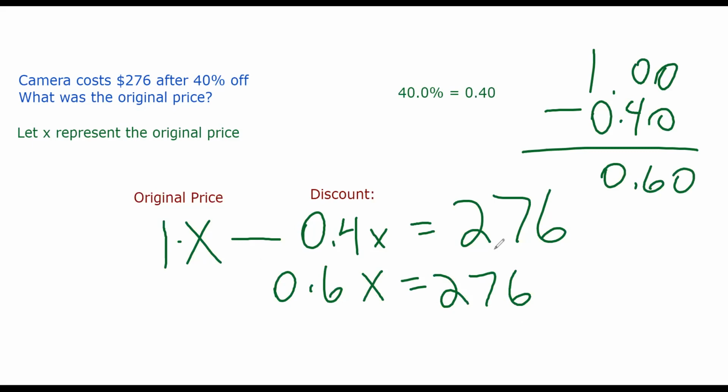So I'm going to end up with 0.6x equals 276. What should I do now? Exactly. I've got some coefficient in front of x equals some number. Just because this coefficient here is ugly, it's a decimal number, it doesn't change what I have to do. If this was 3x equals 276, I'd divide both sides by 3. If it was 0.6x equals 276, I would divide both sides by 0.6. You're going to end up with x equals, now we got to go do the division.